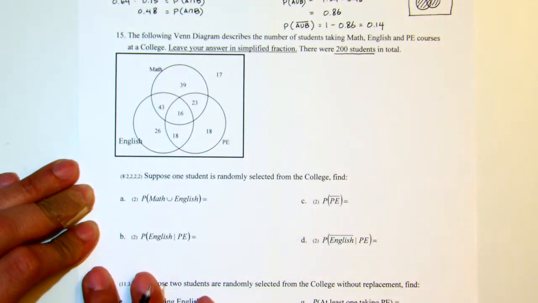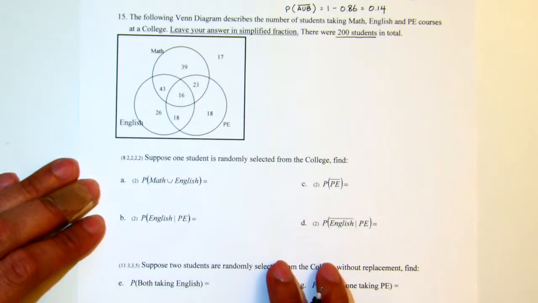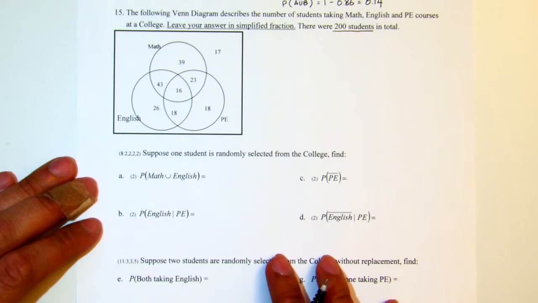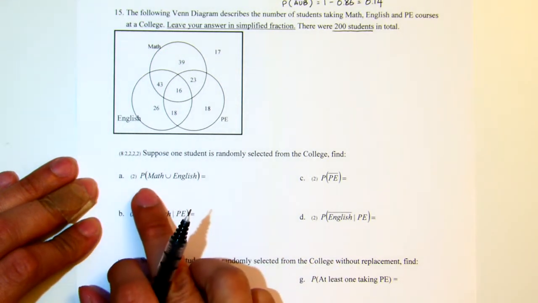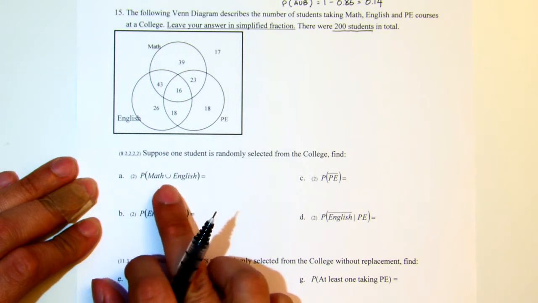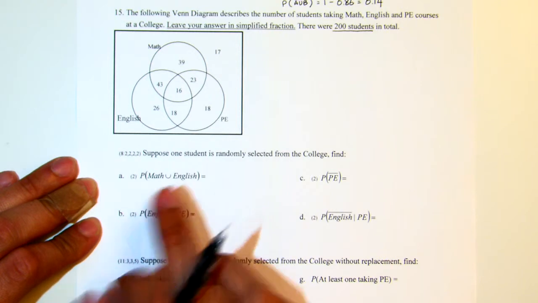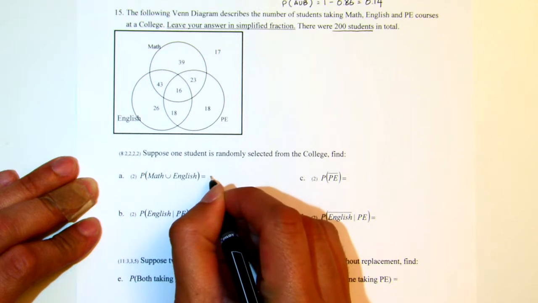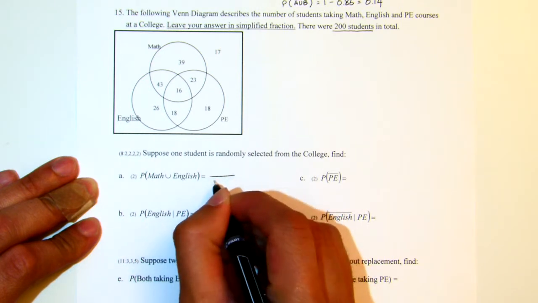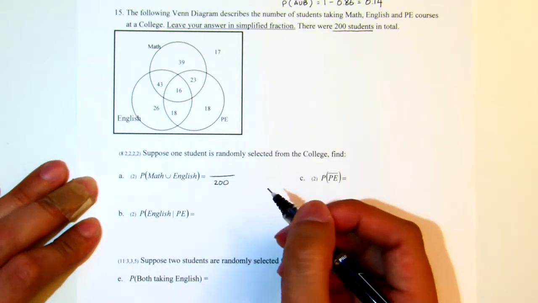Okay, now let's start. For the first part, suppose one student is randomly selected from the college. Find the probability for part A. Find the probability that that person is either taking math or taking English. Now notice that this probability is not a conditional probability, so we know right away that the denominator will be the total number of students we have in this Venn diagram, which is 200.